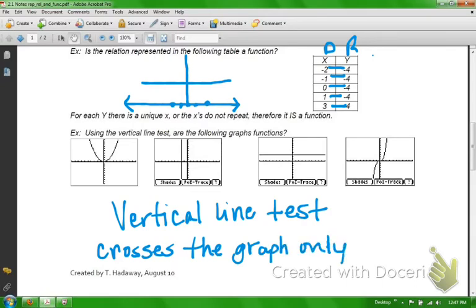So let's check this on our graph. If I drew an imaginary vertical line, it crosses it one time. I could draw it right here. Still crosses it one time. Therefore, this relation is indeed a function. We can see that by using the table. We can see that using a graph.